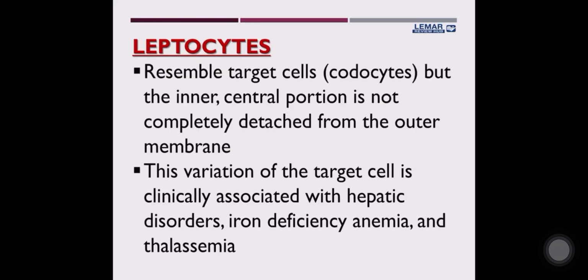Leptocyte. When we say leptocyte, these are a thinner variant of the codocyte. They are seen in hepatic disorder, iron deficiency, and thalassemia. Again, leptocytes are a thinner variant of the codocyte. They are most commonly seen in IDA.